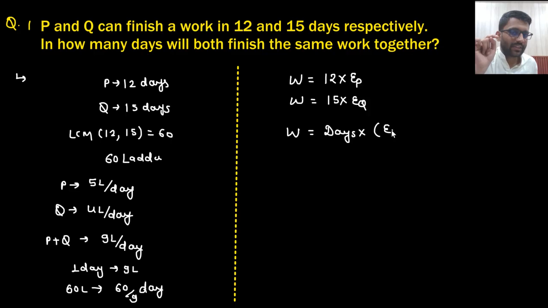And you are having the efficiency of P and Q together. Say yes or no? Now your target is to find the number of days. So you have three equations and three variables. So you can find the value.